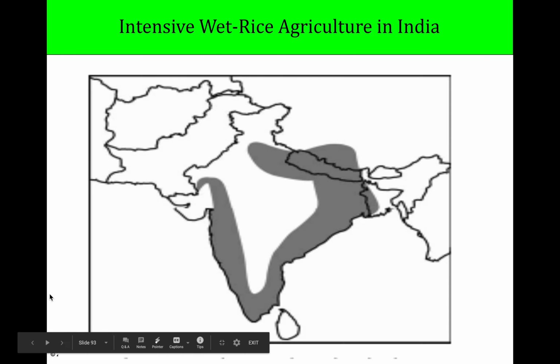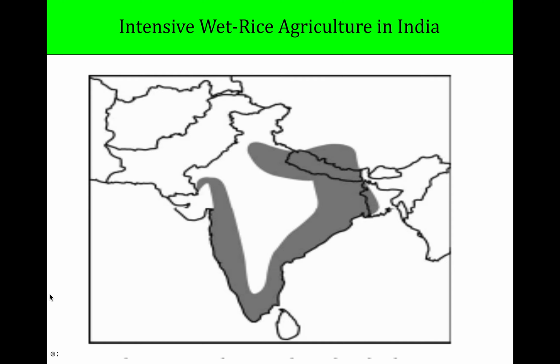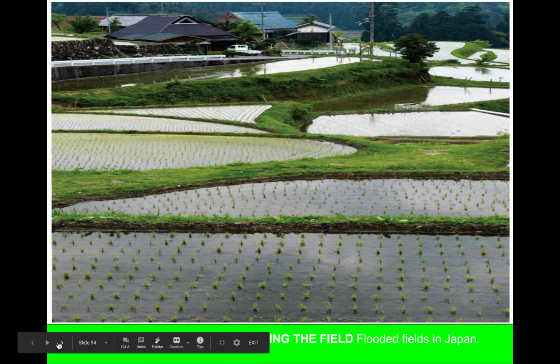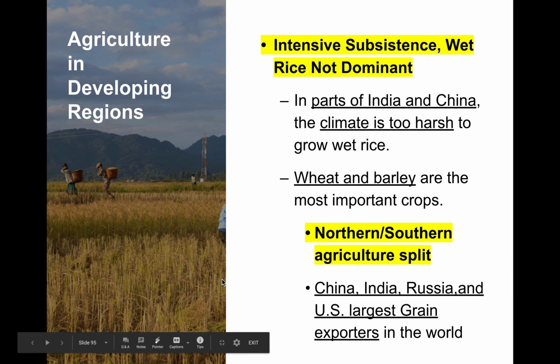All right, here's a look at where we see the distribution of wet rice agriculture in India. Again, climates that have a lot of water and are tropical. There's a look at paddies or sawa. Intensive non-wet rice is going to be areas of the world that are more dry and regions of the world that don't have as much precipitation.